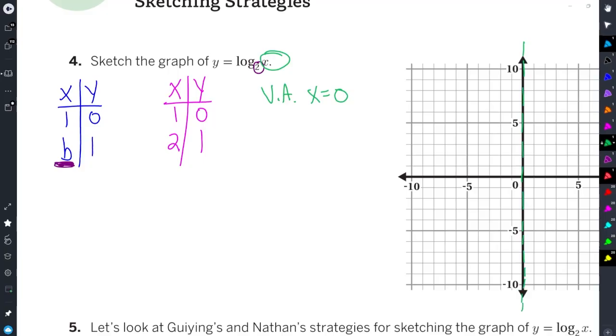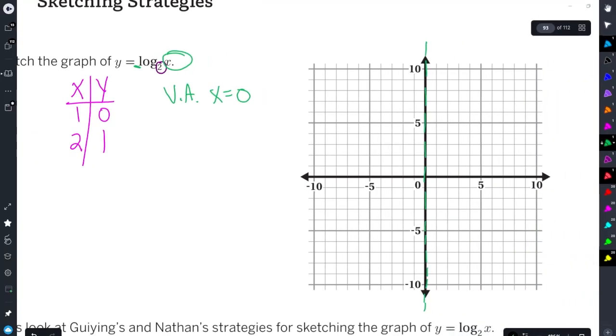Now you may be wondering, do we have to make an extra table? Not right now, because there are no transformations for this function. We're not adding or subtracting anything. We don't have an a value in front. So that's why I just have this one table here. So we have (1, 0) and (2, 1). So our graph will look like this.